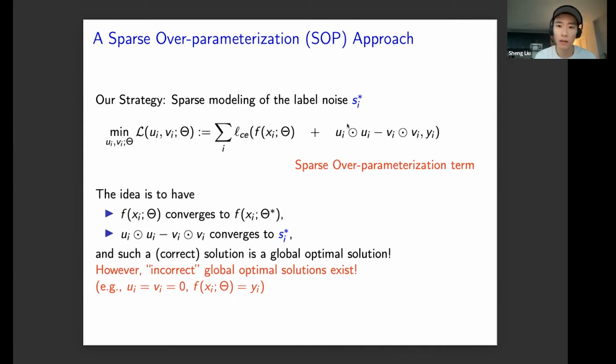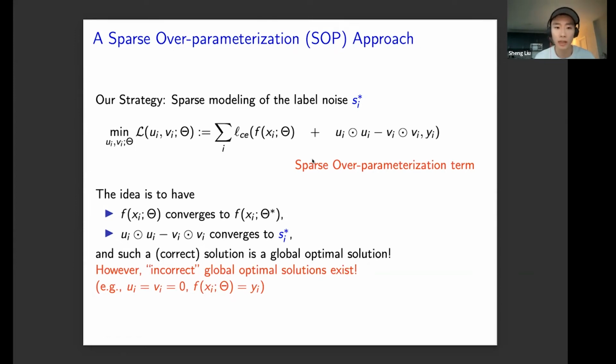Why does that happen also relies on early learning, because in the early stage, as I said, even though part of the data set is wrongly labeled, f can still predict correctly for those examples. And when f predicts correctly in the early learning stage, then f is very close to the Oracle model, right? In that case, if we try to learn u and v, u squared minus v squared is going to approximate the label noise. And that's how it happens. That's the intuitive explanation.